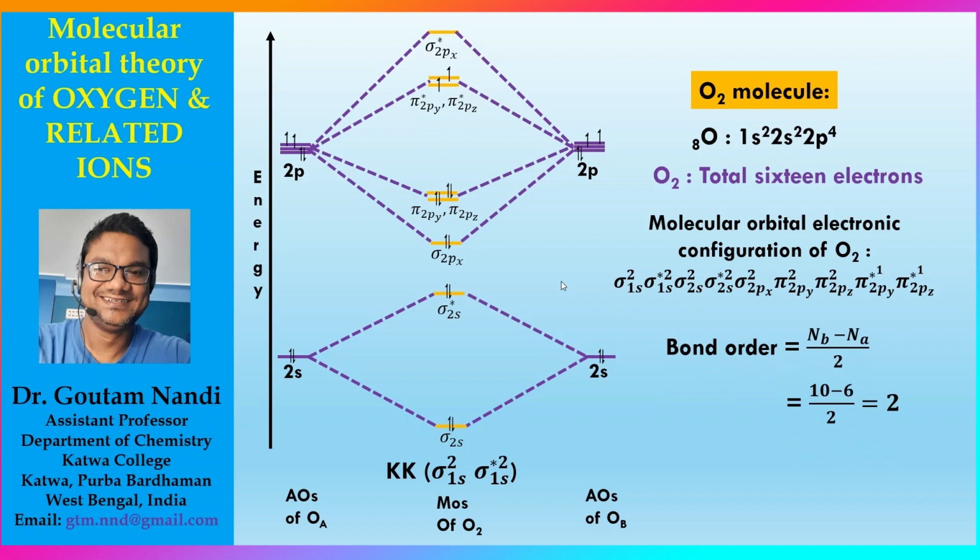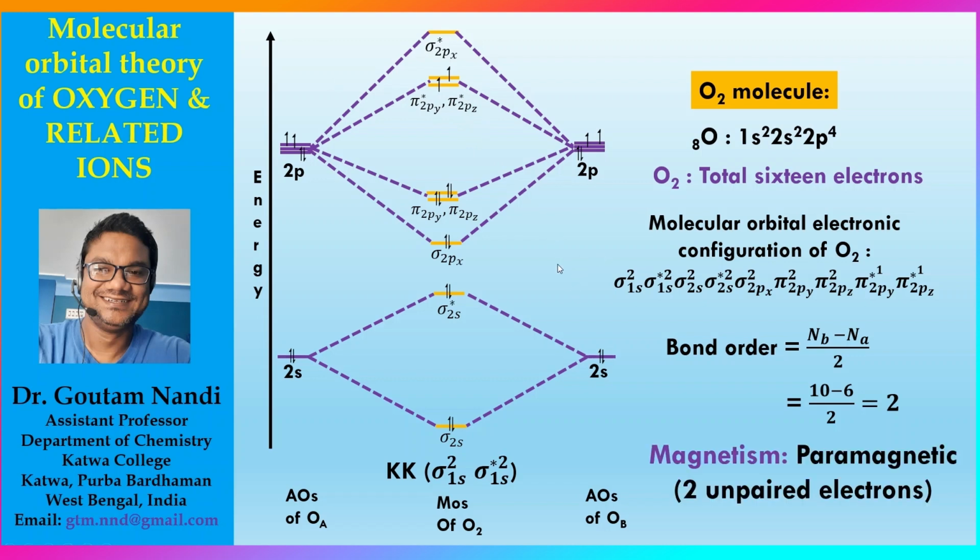We already know this because generally when we write the O2 molecule, we give a double bond between the two oxygen atoms. Now, concentrate on the diagram again. You can see here that the pi star 2py and pi star 2pz molecular orbitals contain one electron each, and those are unpaired. So the O2 molecule will be paramagnetic, and the magnetism will correspond to the two unpaired electrons.